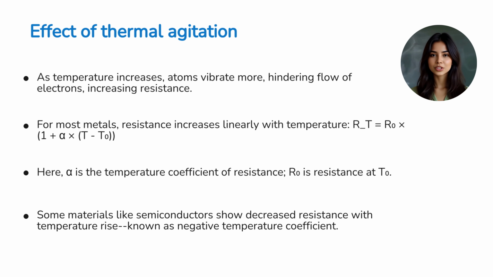But here's an interesting twist. Some materials, especially semiconductors, behave the opposite way. As their temperature increases, their resistance actually decreases. This phenomenon is known as the negative temperature coefficient. So, while metals become more resistive when heated, semiconductors get more conductive, and that's one reason your electronic devices rely on them. Pretty cool, right?